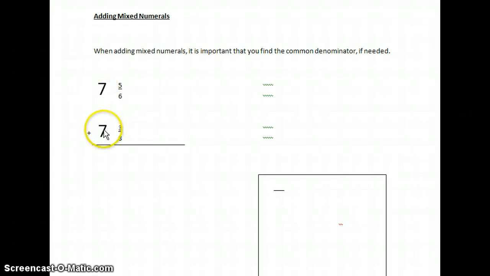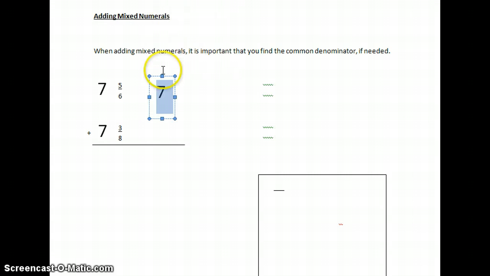If this had said 7 and 1/6 plus 7 and 3/6, then I would just go ahead and add them because I have my common denominator. But in this case I don't. So I need to look at 8 and 6 and find preferably the least common denominator. In this case, it would be 24.